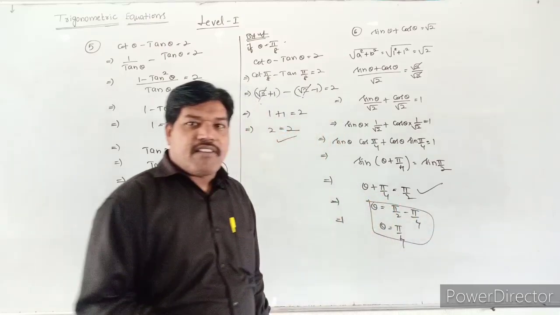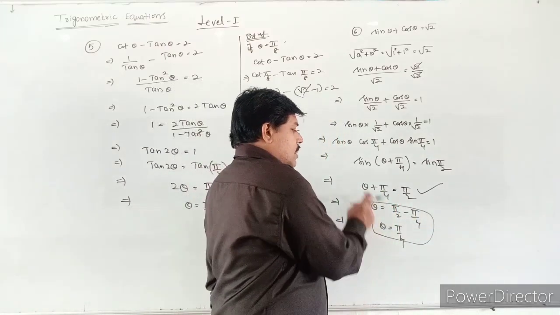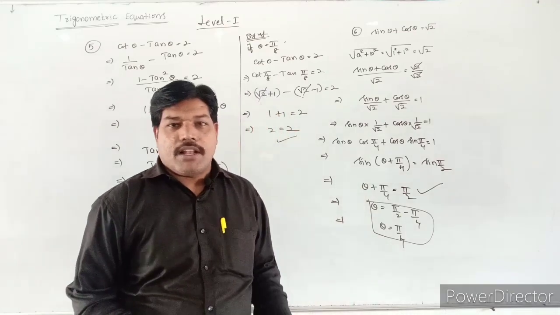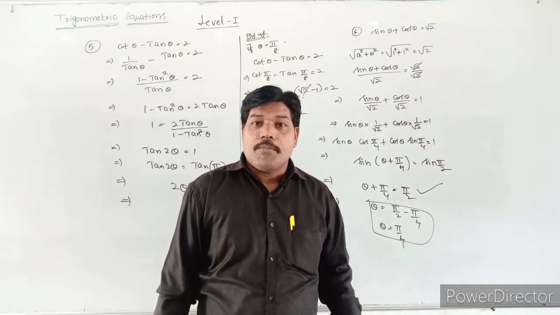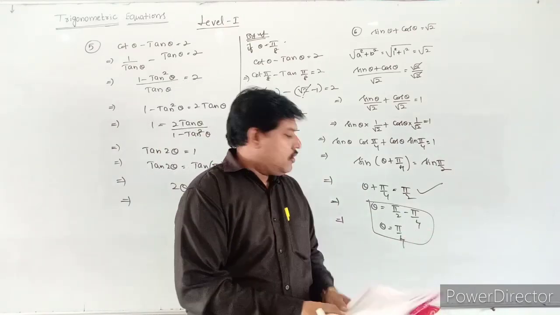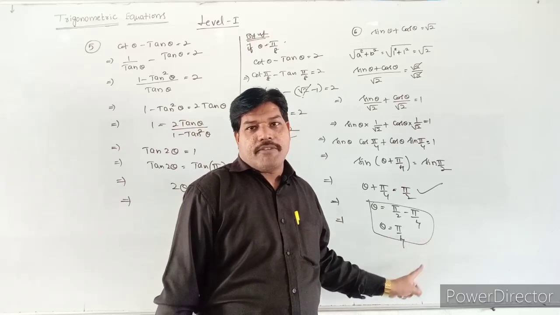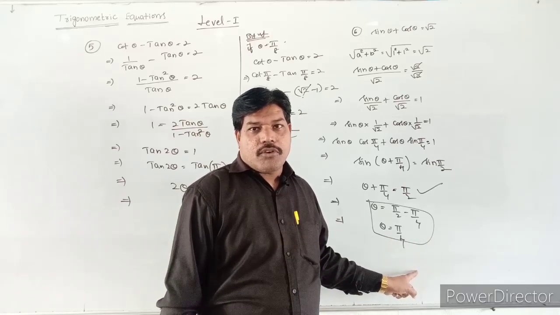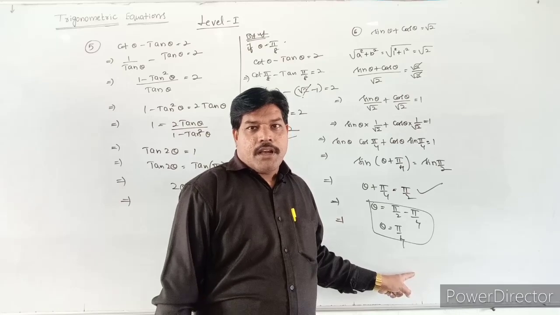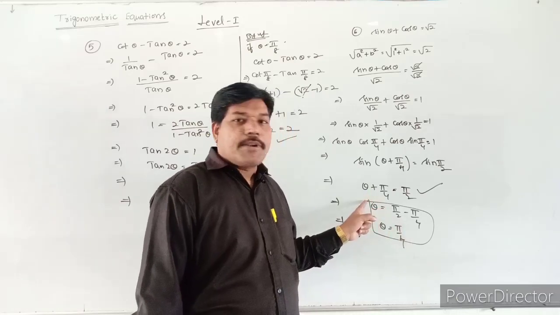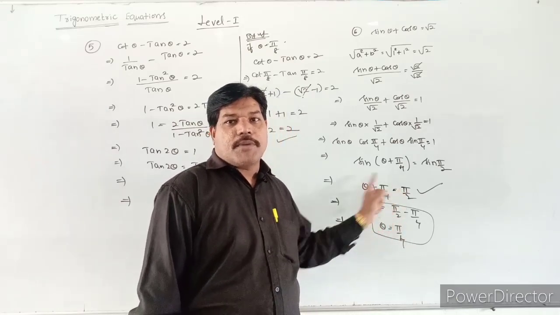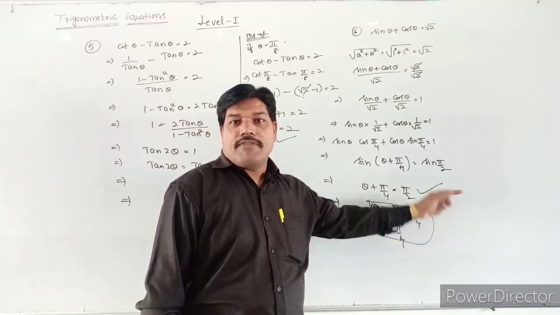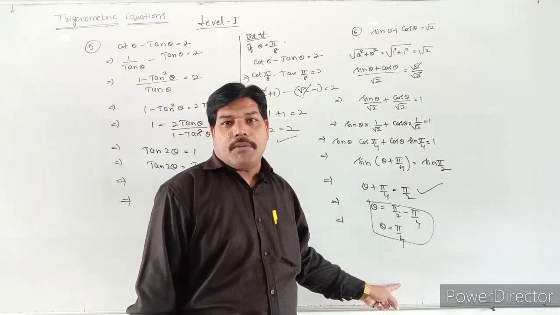If they ask for the theta value, then you have to calculate this, but they are asking only the theta plus pi by 4 value. The theta plus pi by 4 value is pi by 2. If they ask for theta, theta is pi by 4 only. All understood that? They are asking the principal solution of theta plus pi by 4. Theta plus pi by 4 value is pi by 2. That's correct. If they ask for theta, the answer will be pi by 4.